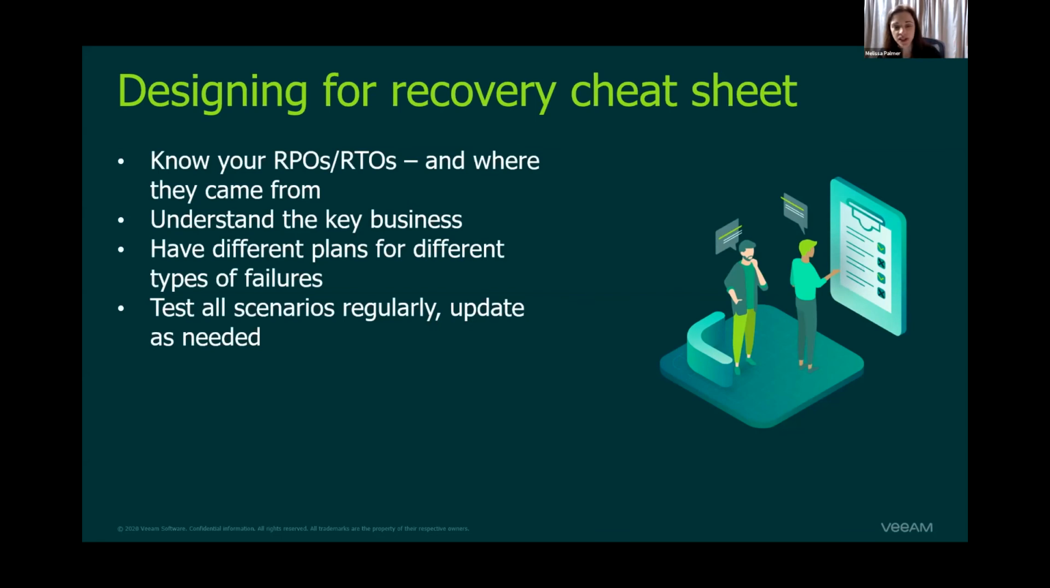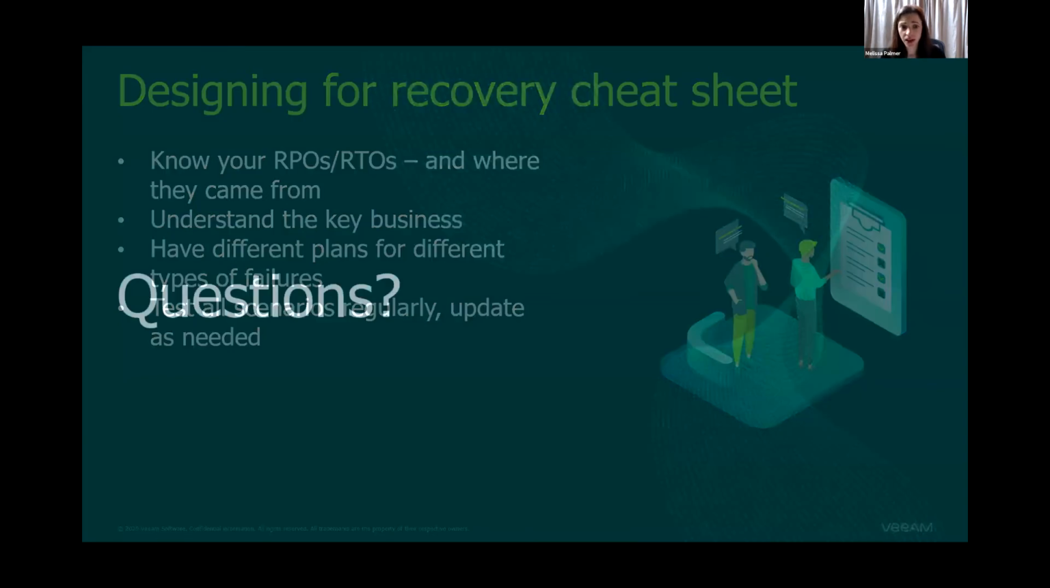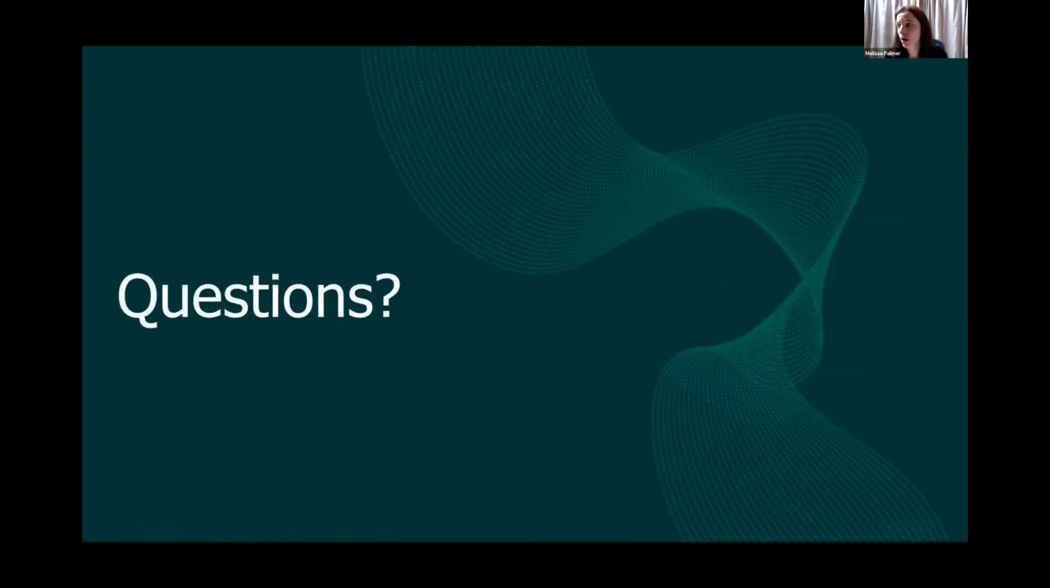Have different plans for different types of failures, right? How I recover a single VM is different than how I'm going to recover a whole data center, but make sure I have plans for everything. And most importantly, once we have everything mapped out, test it regularly, update it as needed. Maybe you changed a piece of software, maybe you changed the VMs in an application, but it's important to stay on top of recovery as much as possible. So that was your designing for recovery bootcamp, and I managed to stay mostly in time. So if anybody has any questions, I am happy to answer them.